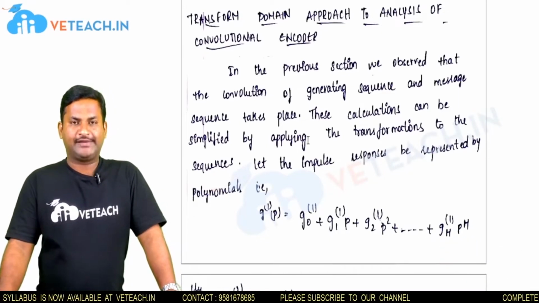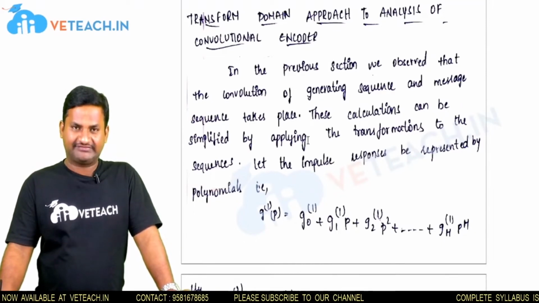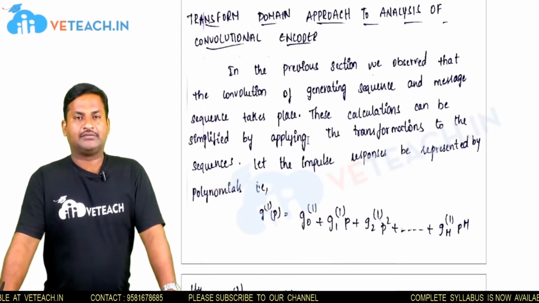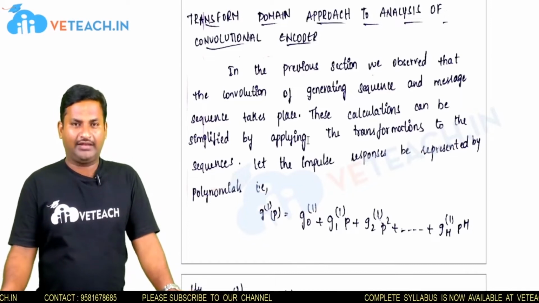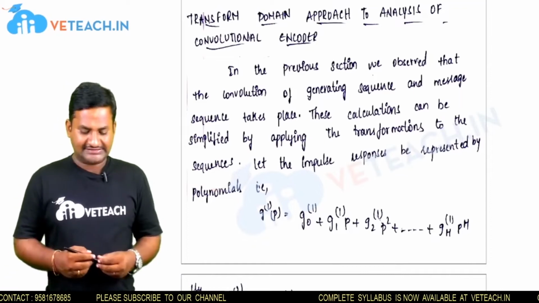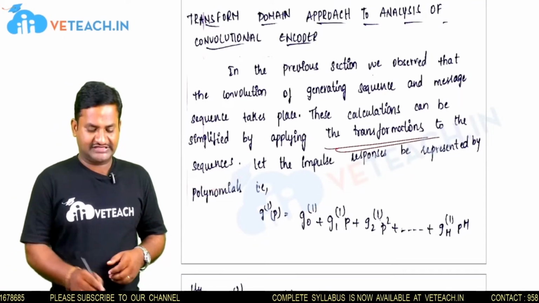Today we are going to discuss the transform domain representation of convolution codes. In the time domain representation, what happens? Simply, by adding the sequences, by combining those two, we can get the time domain representation. But the transform domain is evaluated simply by applying the polynomials. These calculations are simplified by applying the transformations to the sequences.